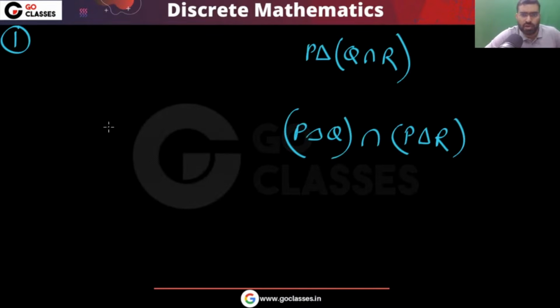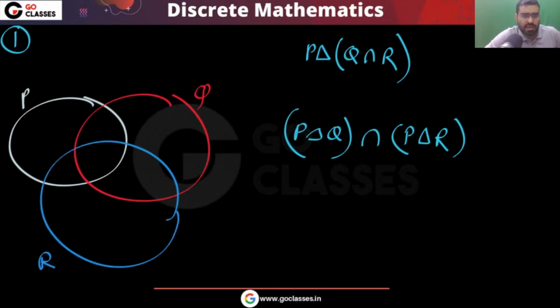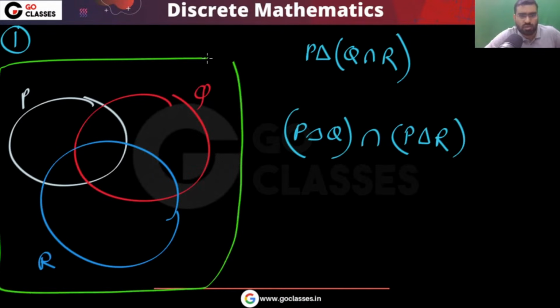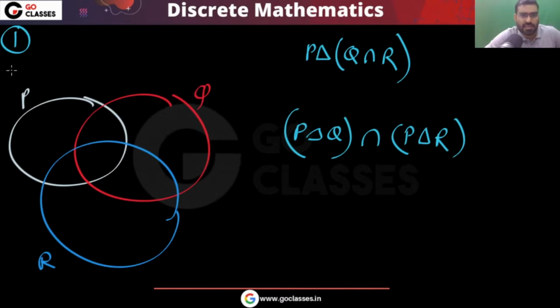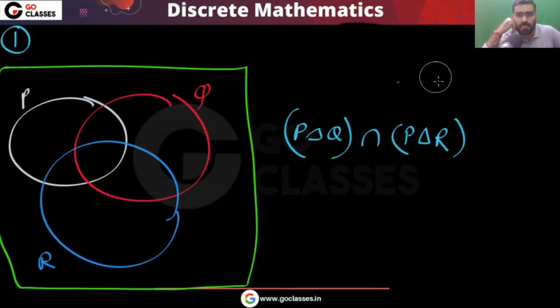First of all, you can create this Venn diagram. So let me create it. This is your P, this is your Q, and this is your R, and this is your universal set. Now, let me tell you how to solve this question with the best method. Tell me how many areas there are in this Venn diagram.